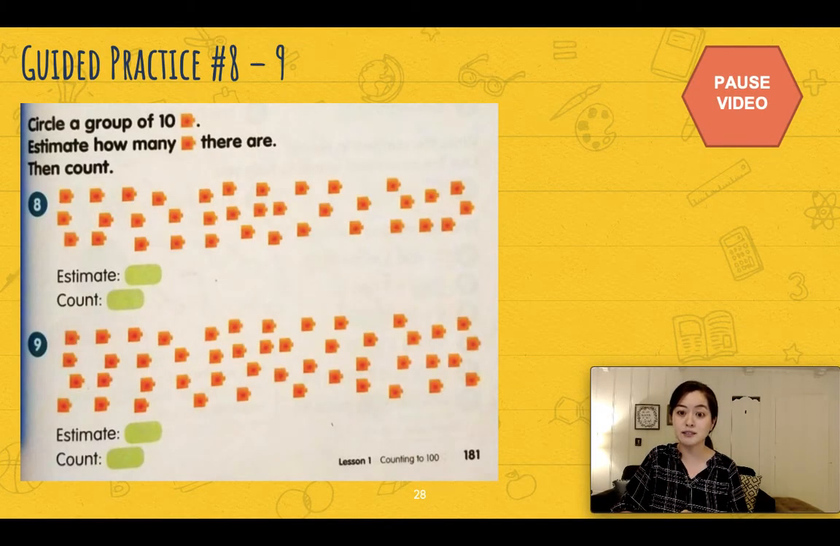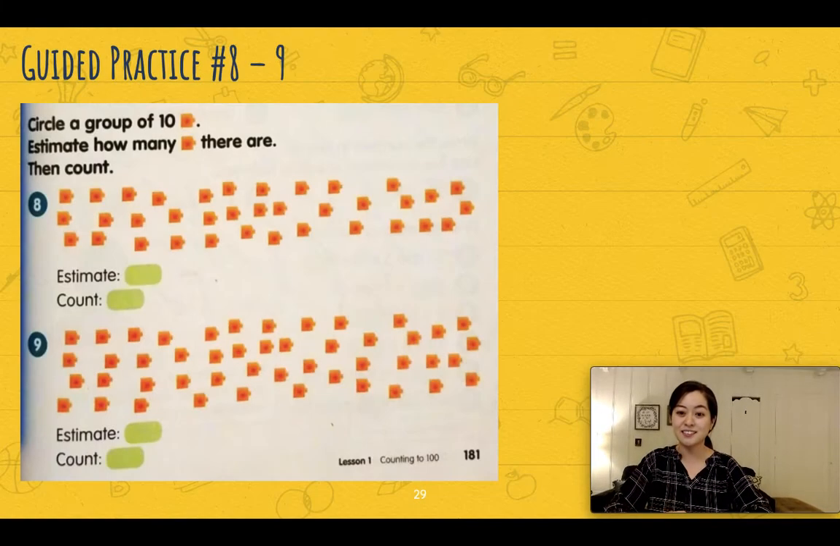Let's practice. Look at the guided practice numbers 8 and 9. I want you to pause the video and look at the screen. And I want you to work this out either on your whiteboard or another sheet of paper. Please don't write in your book, okay? And when you're ready to check your answers for 8 and 9, play the video. I'll be waiting. You're done. Okay, let's check our answers together.